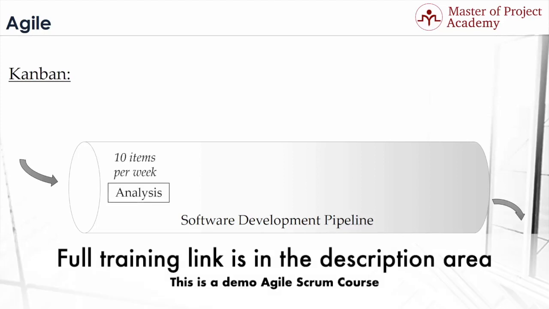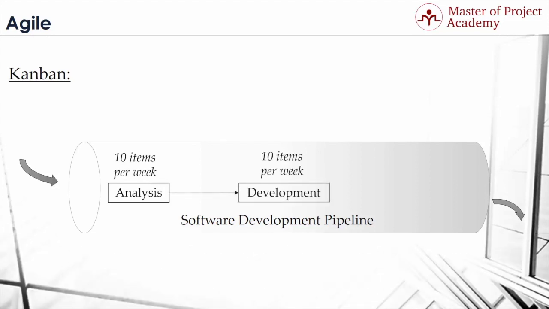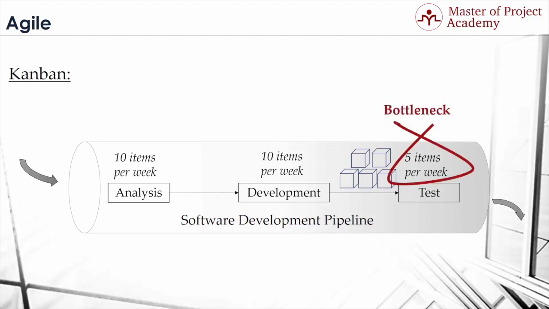Let's consider that analysis of 10 items are completed per week by the team, and these 10 items are developed per week by the team respectively. But 5 items can be tested by the team per week. This means 5 items will not be tested and delivered. The throughput of the team will be 5 items per week, because the testers are acting as a bottleneck in this scenario. If the analysts and developers aren't aware that the testers are the bottleneck, then a backlog of work will begin to pile up in front of the testers.